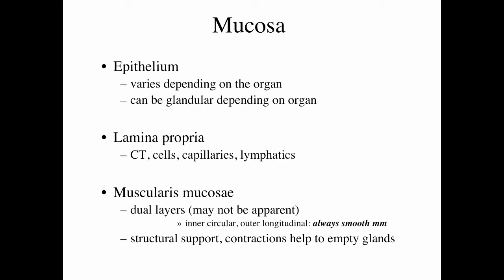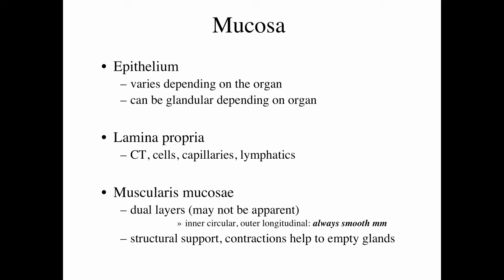Recapitulating one more time, the mucosa with an epithelium, a lamina propria, muscularis mucosae. As we've said, the epithelium will vary depending on the organ. It may be glandular depending on the organ. The lamina propria will be rich in connective tissue with cells, capillaries, lymphatics. The muscularis mucosae is always smooth muscle. There's an inner circular and an outer longitudinal layer of smooth muscle. The muscularis mucosae, while always present, isn't always apparent on all the histological sections.